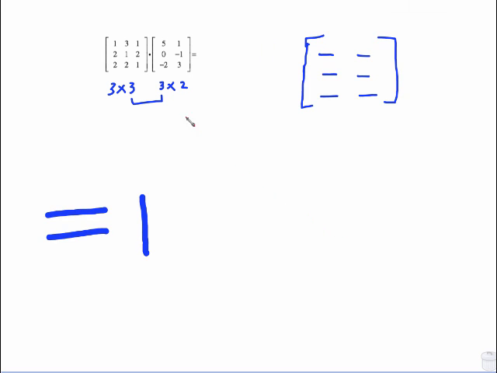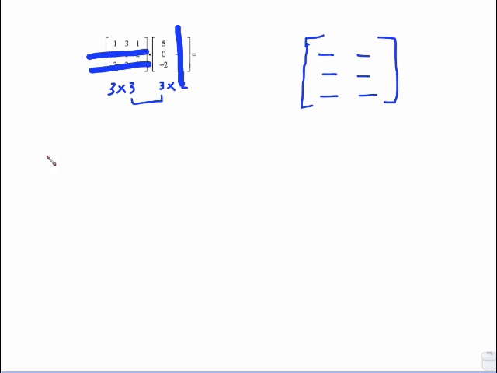This is a 3 by 3 times a 3 by 2, which matches in the middle. This will give me a 3 by 2 matrix here, which looks like this. So this row, the top row, needs to stay uncovered. So let's put these 2 covers up here, this one and this one, and cover up the second column. And then we can do this row times this column. Now this is the first one we've done where there's actually 3 products we have to do.